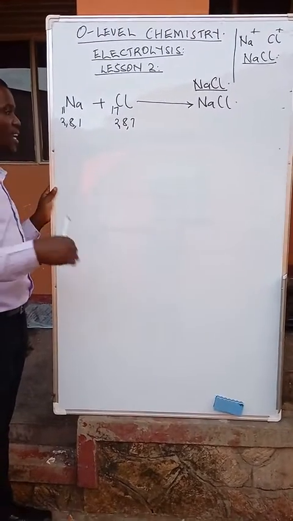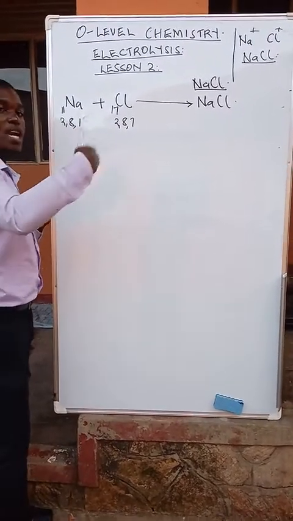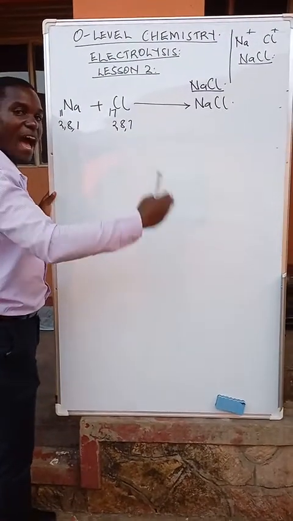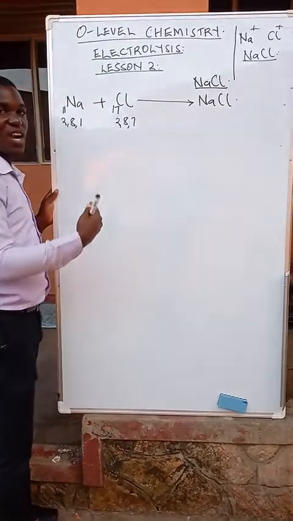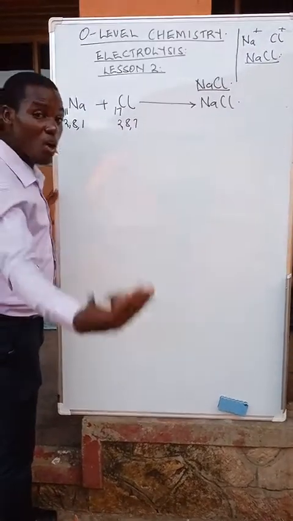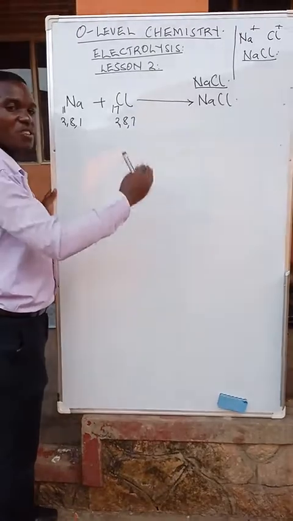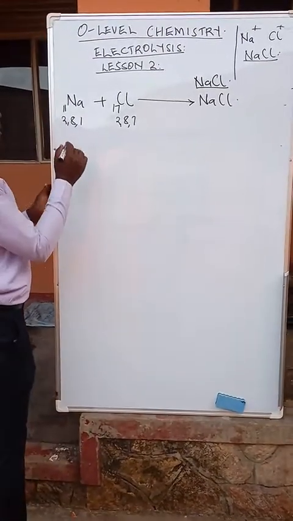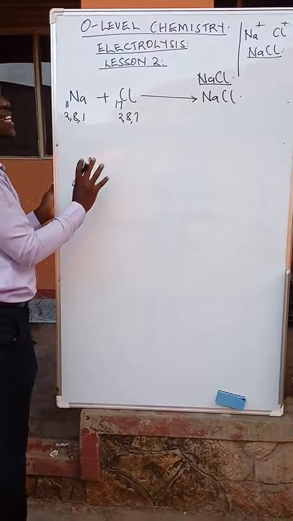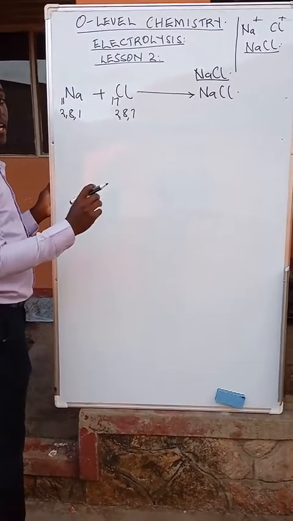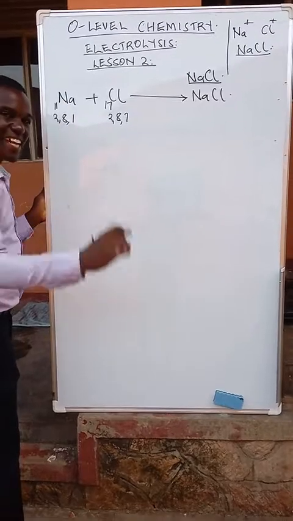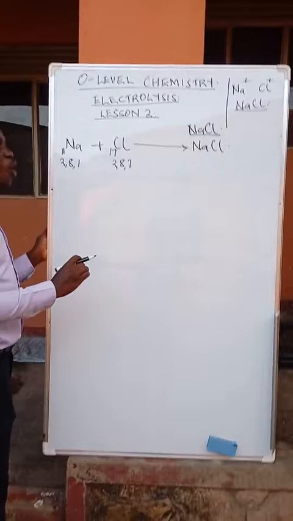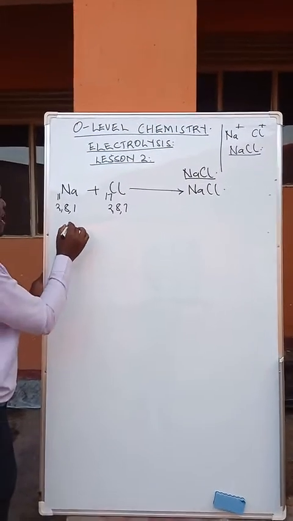So, last time we said that metals react by losing electrons, and non-metals react by gaining electrons. The loss of electrons is what we call oxidation, and the gain of electrons is what we call reduction. Now, whenever we are illustrating bonding, we use the valence electrons, or the outermost energy level.